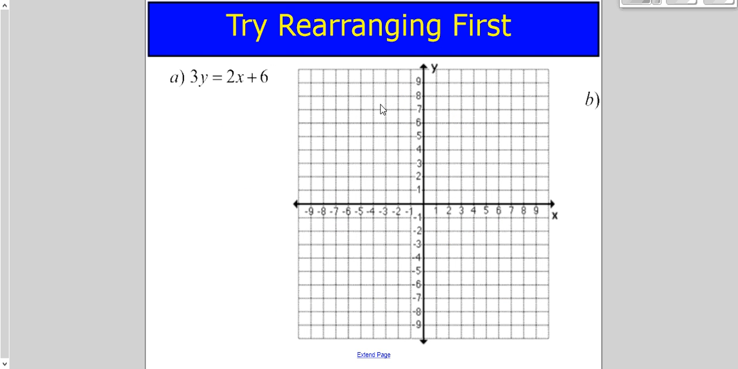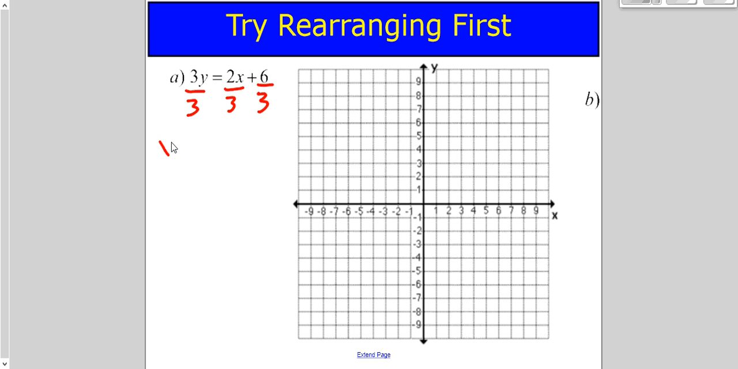All right. But what if it's not in y equals mx plus b form? So that's, of course, always a concern. I can't tell my slope. I can't tell my y-intercept. Well, we're going to have to rearrange first, just like it says here. So let's divide by 3 and divide by 3 and divide by 3. So everything's going to be divided by 3.